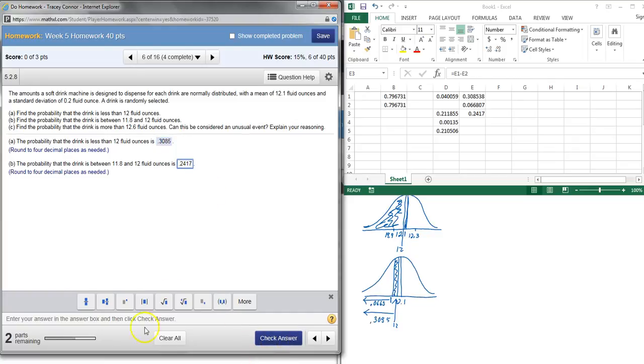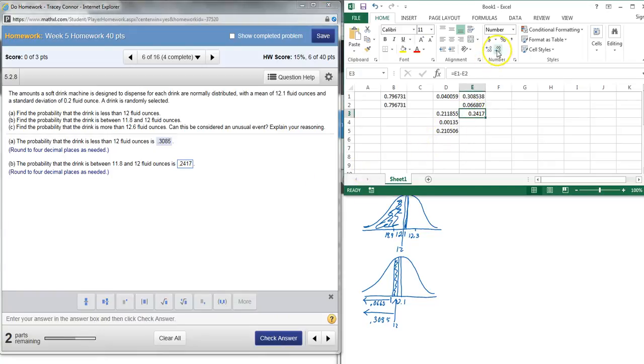So you want to be careful because when you put your decimals or your answers in, it's not very forgiving, so make sure you round correctly. And to do that, if you're in Excel, you can go ahead and use decrease, increase number. So this is increase, this is decrease, and you'll get it to 4 decimal places.